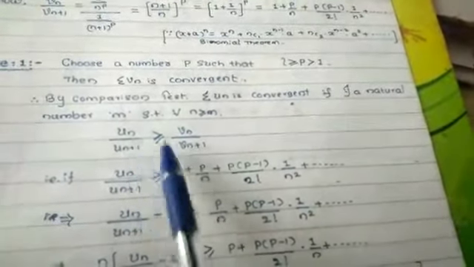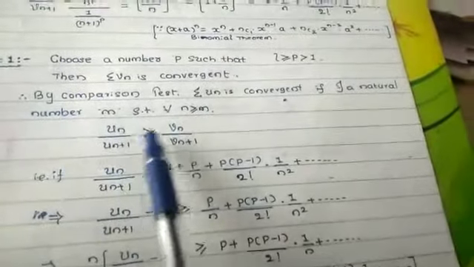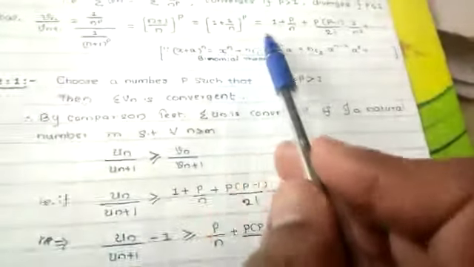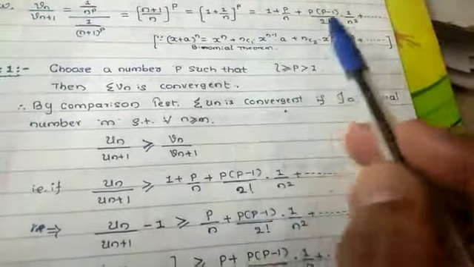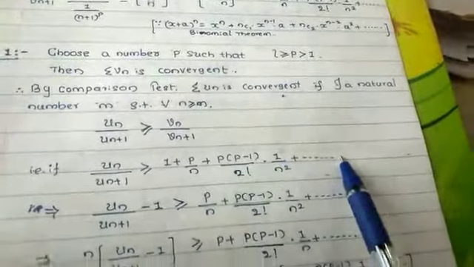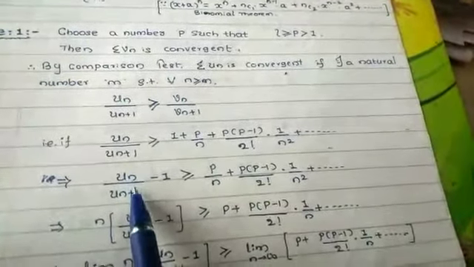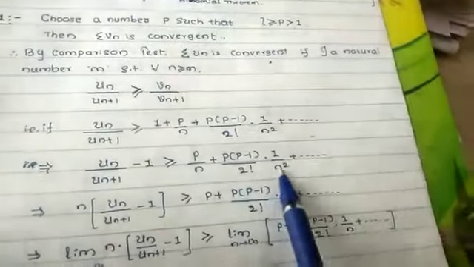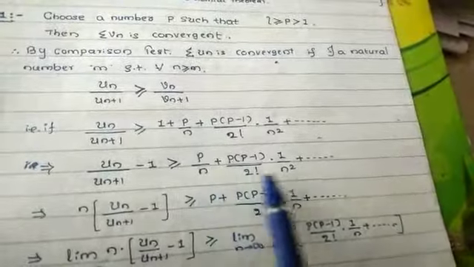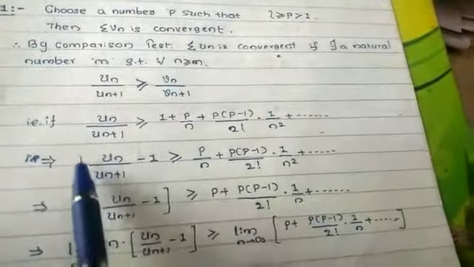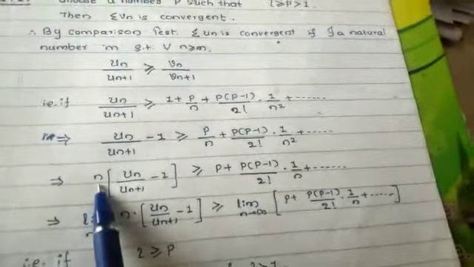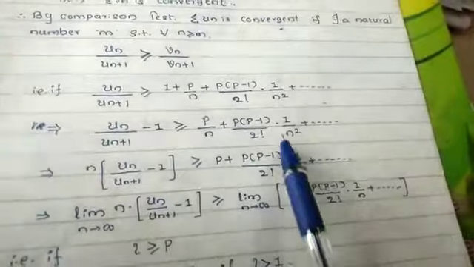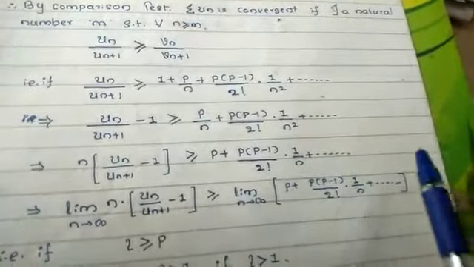For divergence, you have to consider the reverse order, that is un divided by un plus 1 is less than or equals to vn divided by vn plus 1. Whatever the series we get after the binomial expansion, we have to substitute in place of vn divided by vn plus 1. This minus 1 take on the LHS, and the remaining terms you write as they are. In the denominator n is a common factor throughout the series, n square, n cube, n raised to 4. That n you have to take to the LHS, in the numerator. So it becomes 1, and n square becomes n, n cube becomes n square, like that.